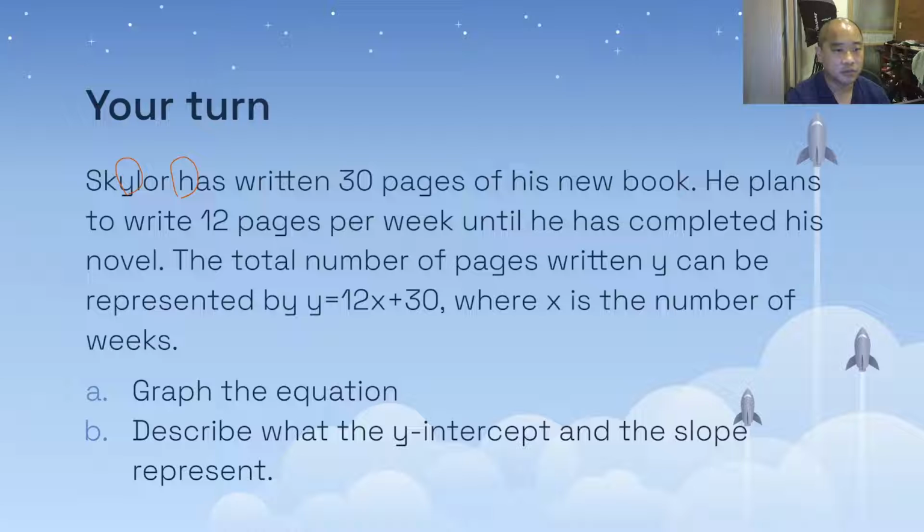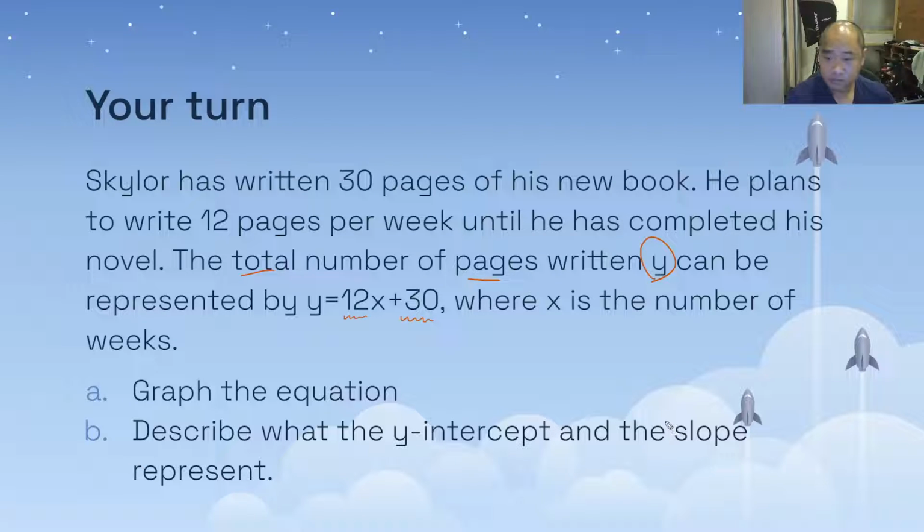All right, your turn. Skylar has written 30 pages of his new book. He's doing well, had a good start. He plans to write 12 pages per week until he has completed his novel. The total number of pages written, y, can be represented by y equals 12x plus 30, right? Plus 30, this is how much he started with. This is the beginning of the situation. And then 12 pages every week, where x is the number of weeks. Graph the equation. Describe what the y-intercept and the slope represent.